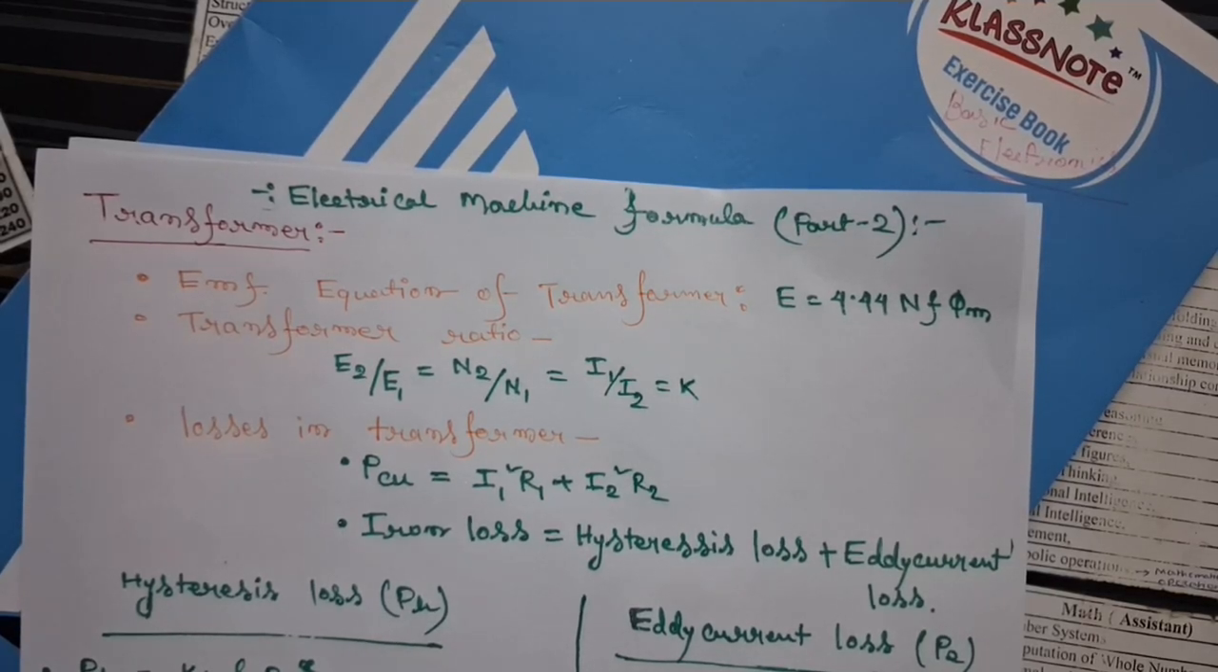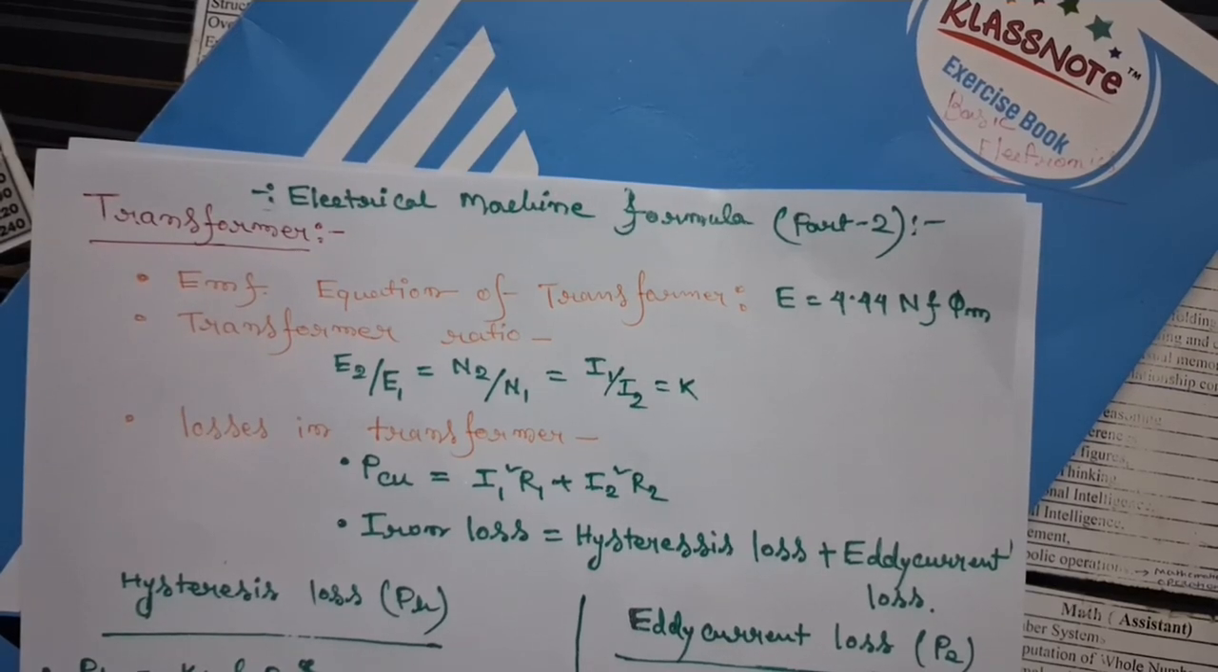And then you have to remember the transformer ratio. The transformer ratio is denoted by K. K is equal to E2 by E1 equal to N2 by N1 equal to I1 by I2. Here E2 is the secondary generated EMF, E1 is the primary generated EMF, N2 is the secondary number of turns, and N1 is the primary number of turns, I1 is the primary current, I2 is the secondary current.